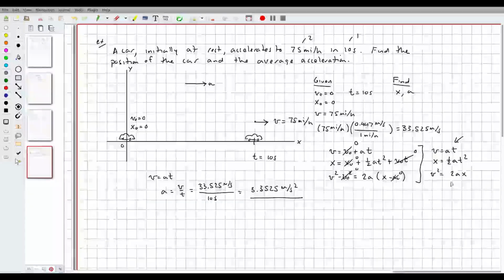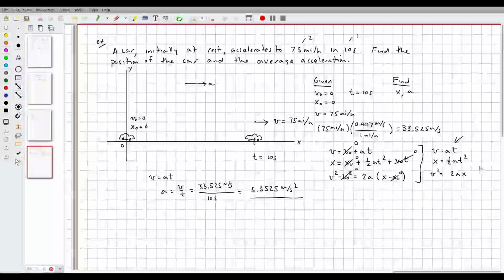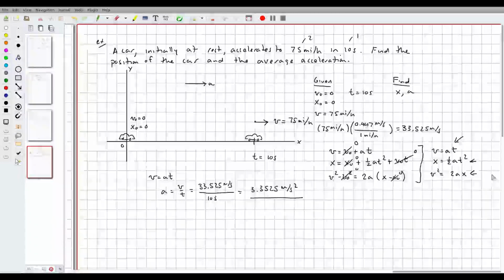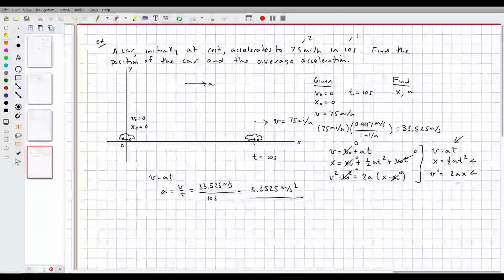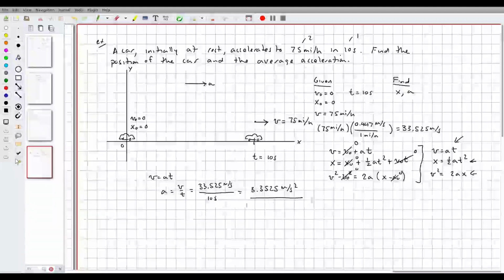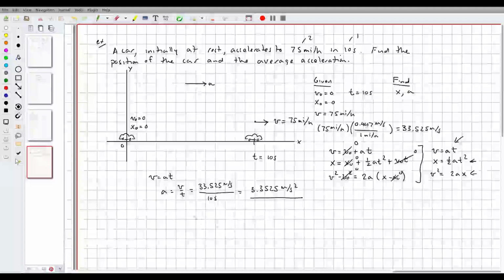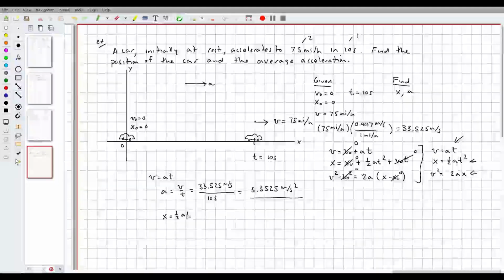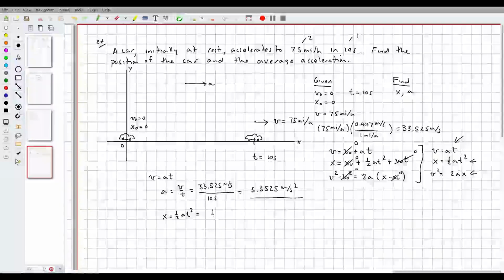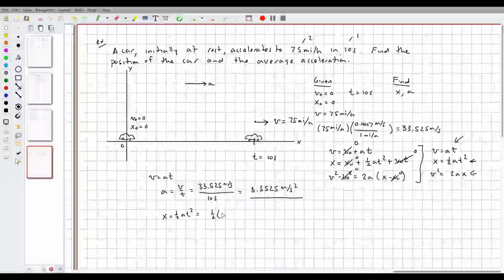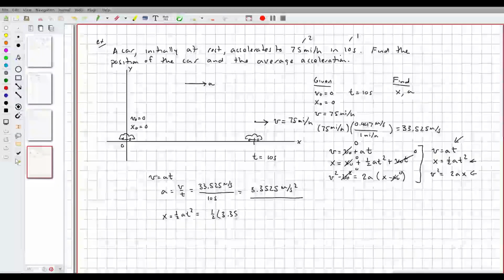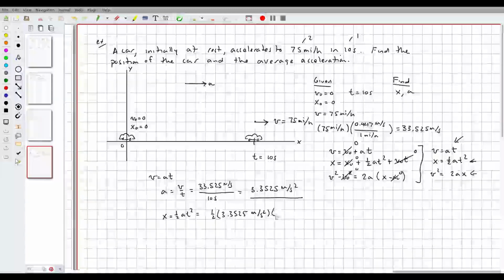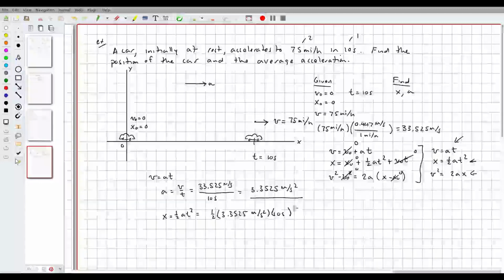Now that said, we have options for finding the position. We can use this right here, and we can use this right here. Which one you use doesn't matter. It's entirely fine either way. I'm going to use this one right here. X is equal to 1/2 a t squared, or 1/2 times 3.3525 meters per second squared times 10 seconds squared.